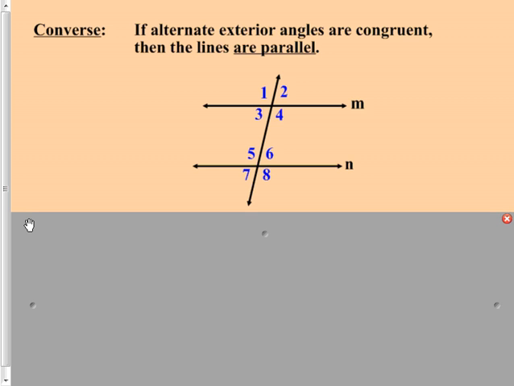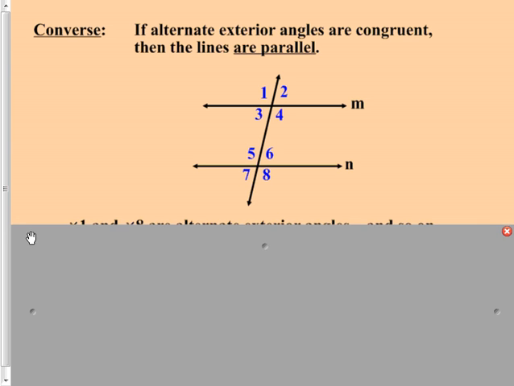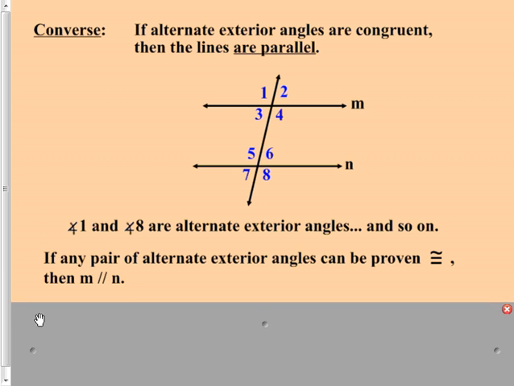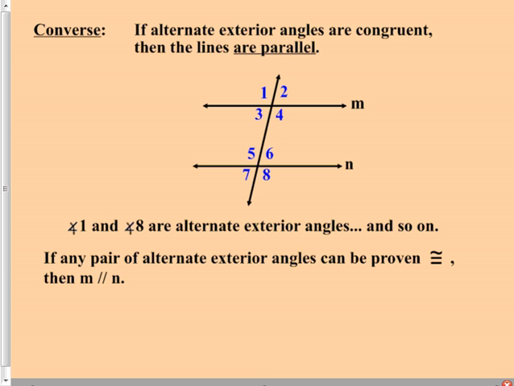So one last time, using that diagram, we need to correctly identify where our alternate exterior angles are. They are angle 1 and angle 8, and angle 2 and angle 7. And if we can prove that either of those pairs of alternate exterior angles are congruent, then your lines are parallel.